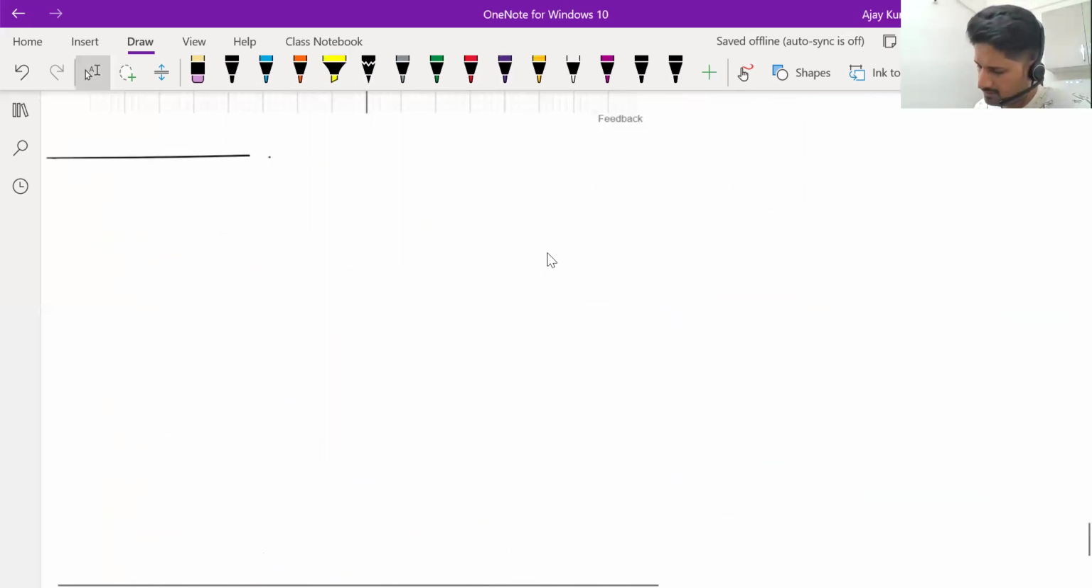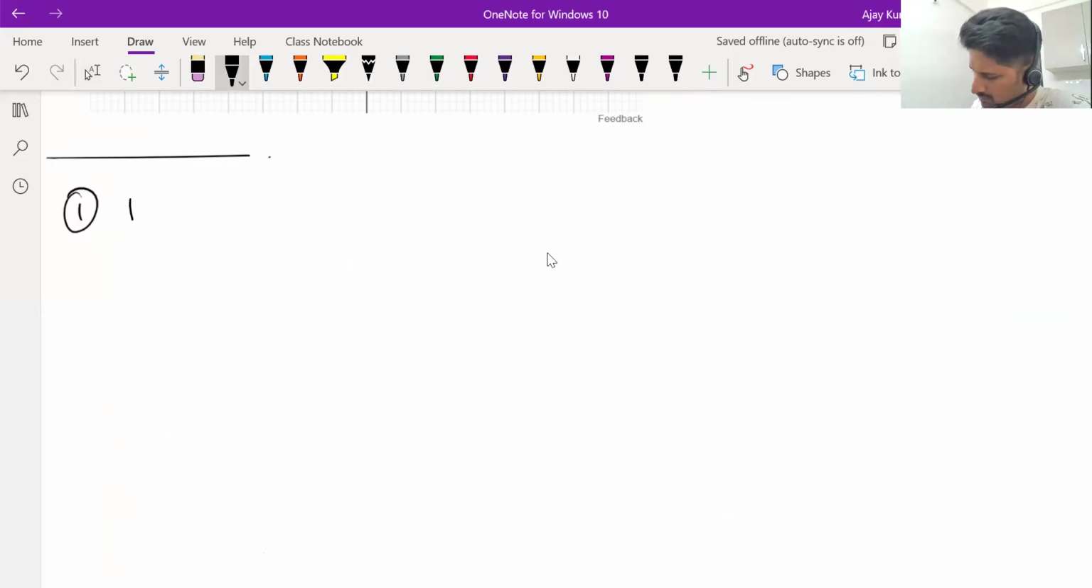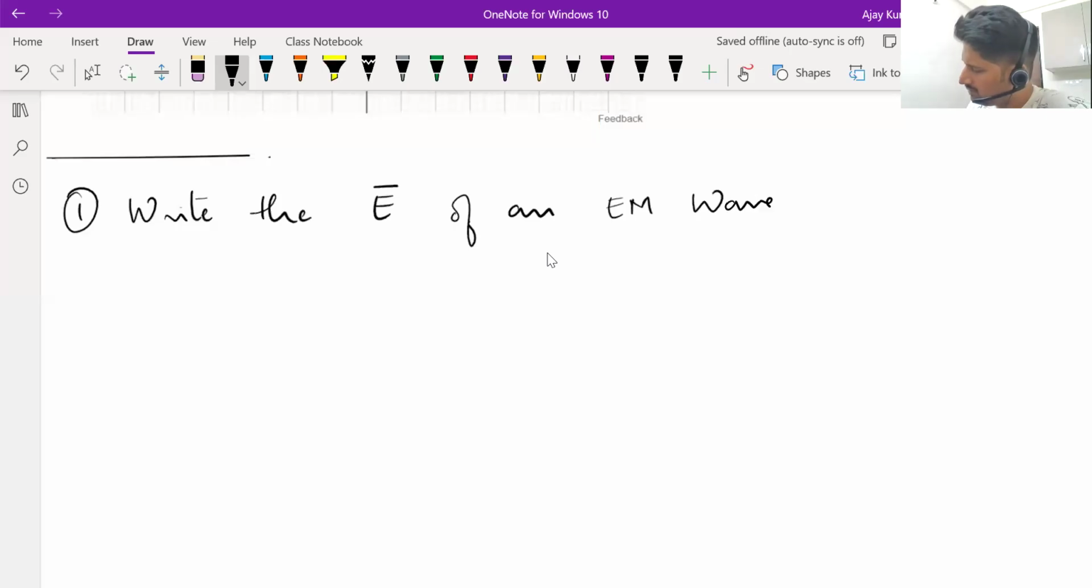Try to solve this question. Write the equation of electric field of an EM wave of frequency, let's say, 10 megahertz. Mega is a factor of 10 power 6. You can call it million also. Mega, million are the same, 10 power 6. So let's say that's the frequency of the electromagnetic wave.